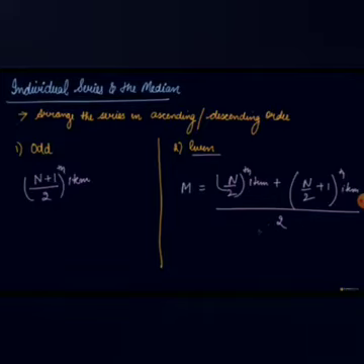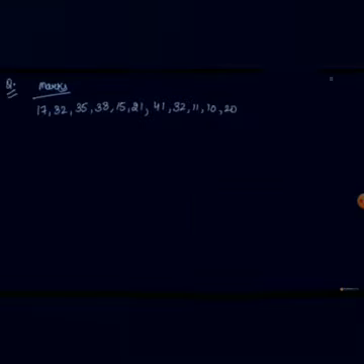But first and foremost, you have to arrange the series in ascending or descending order. You can do either of it. Now this is the question. You are given the individual series and the number of students are 1, 2, 3, 4, 5, 6, 7, 8, 9, 10, 11. So your n is 11.